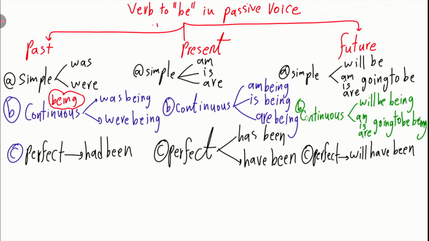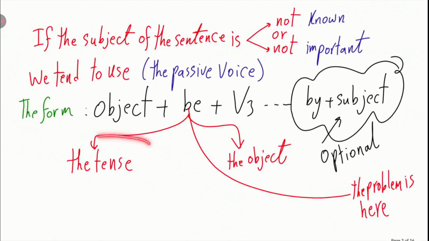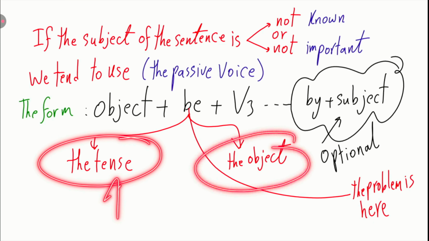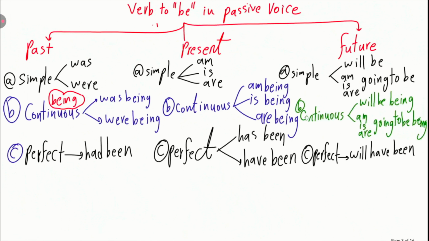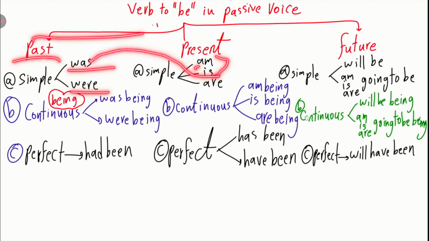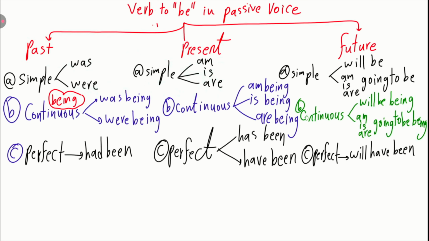We talk about the verb to be. As we said here before, we choose it according to the tense and in accordance with the object. We have these options for passive voice verb to be. If the tense is present, we have present simple: am, is, are. For the past, which is past simple, we have was and were. As you know, am and is are equal to was, are is equal to were when we go back in time. And for future simple, of course, we have will be, and am, is, are going to be, which are chosen according to the object.